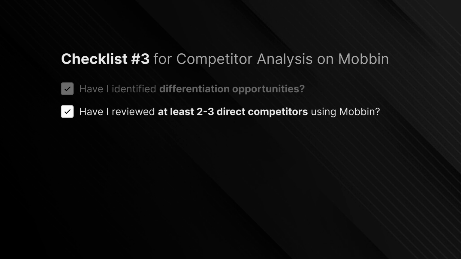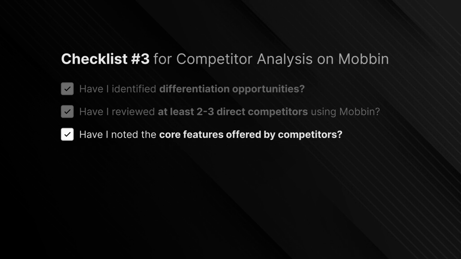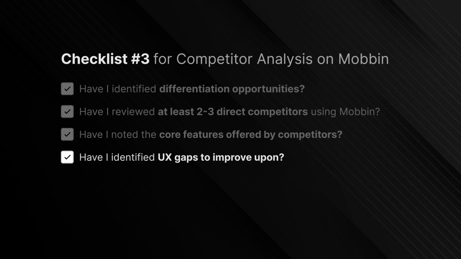Have I reviewed at least 2 to 3 direct competitors using Mobbin? Have I noted the core features that all of my competitors are offering? Have I identified gaps in their user experience where we can improve, and build on top of what these people have done? Maybe they have a complicated onboarding. Maybe they have missed out a very specific interaction. So can we fix that?